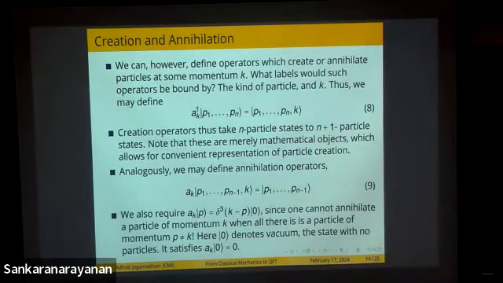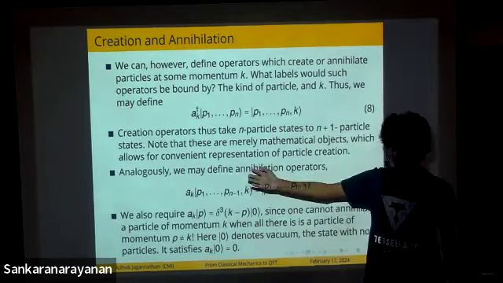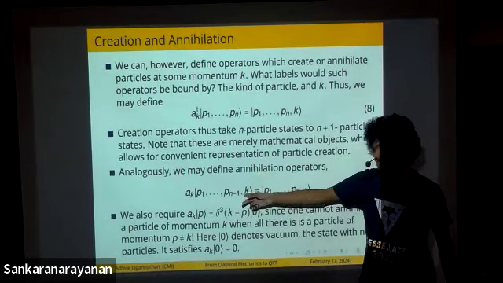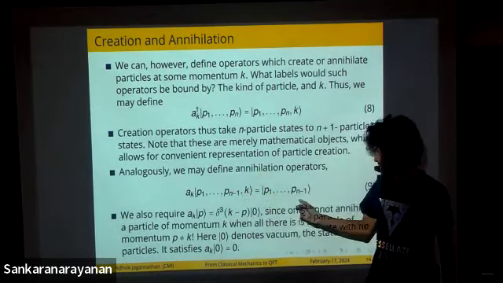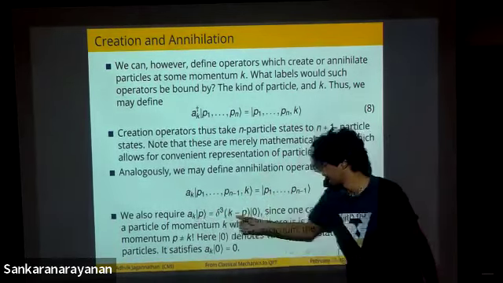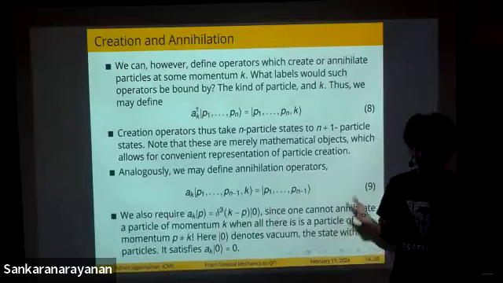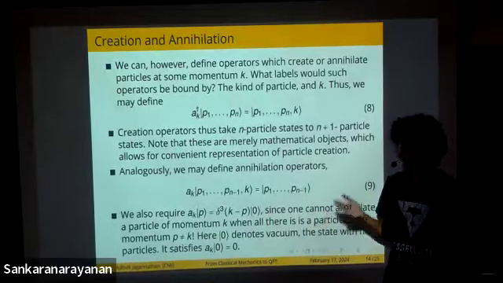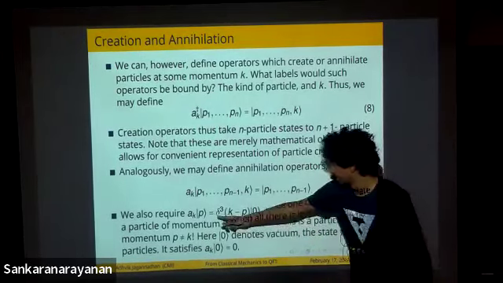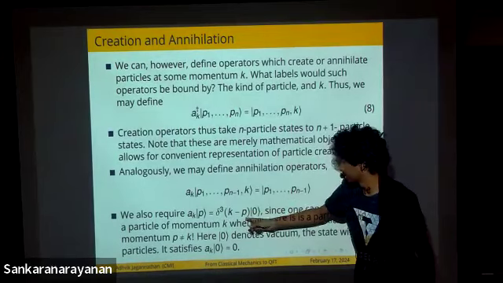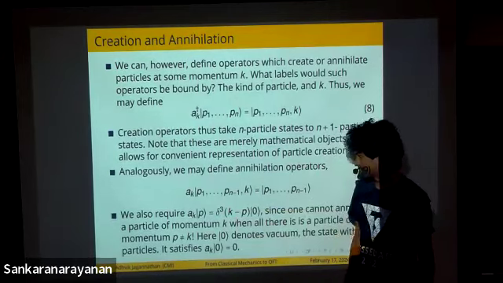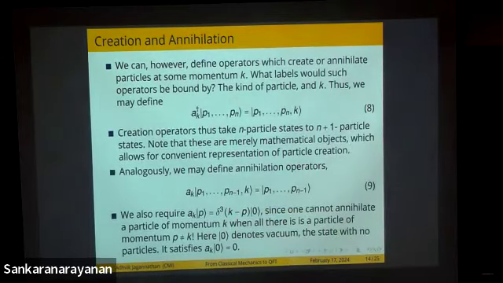Now, similarly, we may define annihilation operators, which delete or annihilate a particle with a certain momentum k, right? And we'll also require this condition because you can't annihilate a particle with momentum k if there isn't a particle with momentum k. So this delta cube is non-zero only when k equals p and is zero otherwise. And it satisfies some other weird things. I'll not get into that.